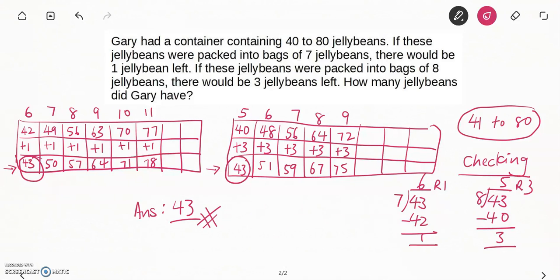This is how we work it out. Draw tables and then think it through. Then you are able to do it. That's all. Thank you very much.